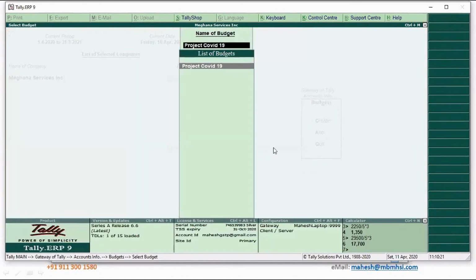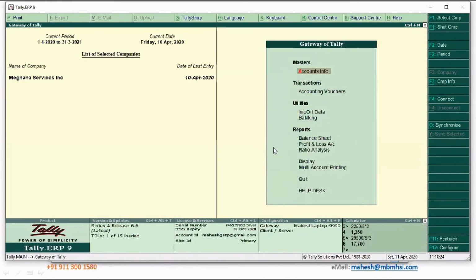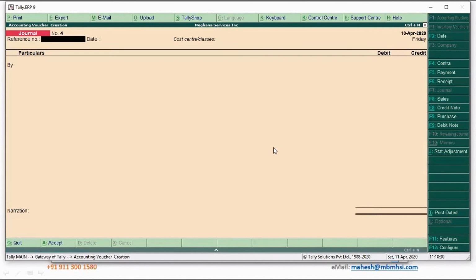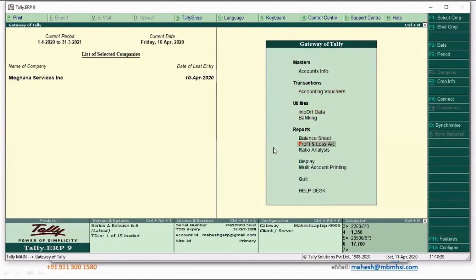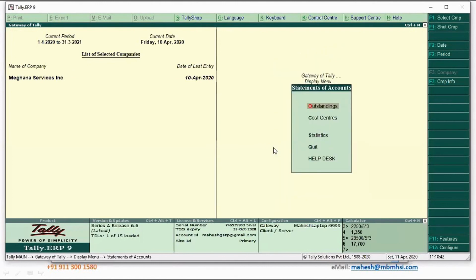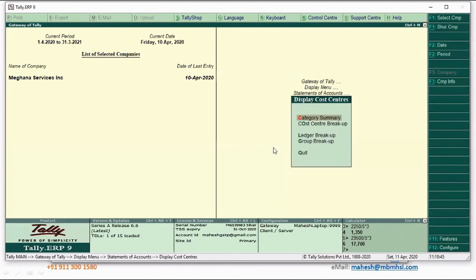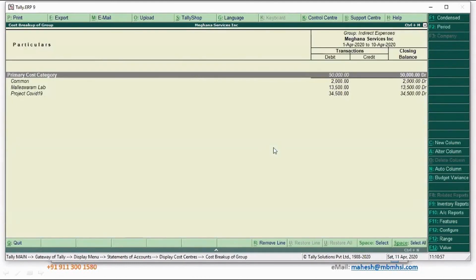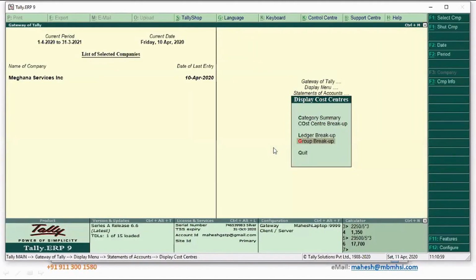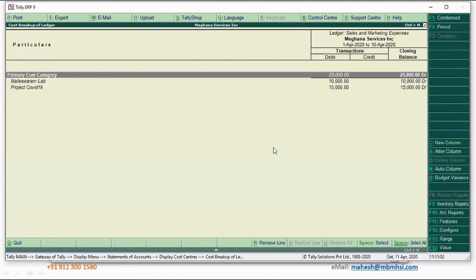Now, we have given the budget for sales and marketing. Let me make one more entry for sales and marketing so that I can allocate some money. No, we have already allocated, right? We had given a breakup. So now if we just go to display, statement of inventory, cost center. For example, I'll say group breakup for expenses indirect, because my sales and marketing is coming under expenses indirect. Or I'll just go to ledger breakup for sales and marketing. This is my ledger breakup.